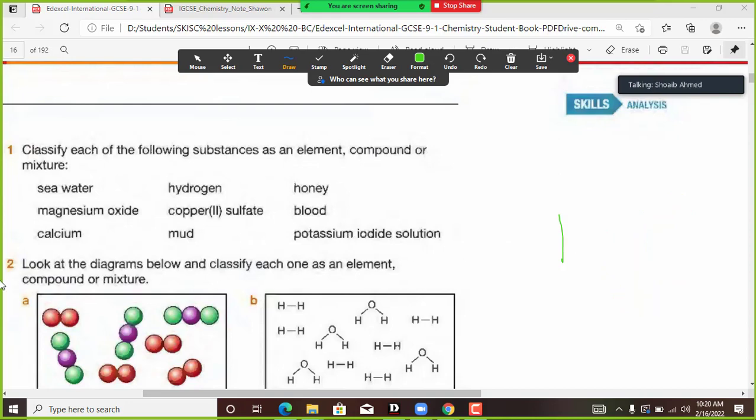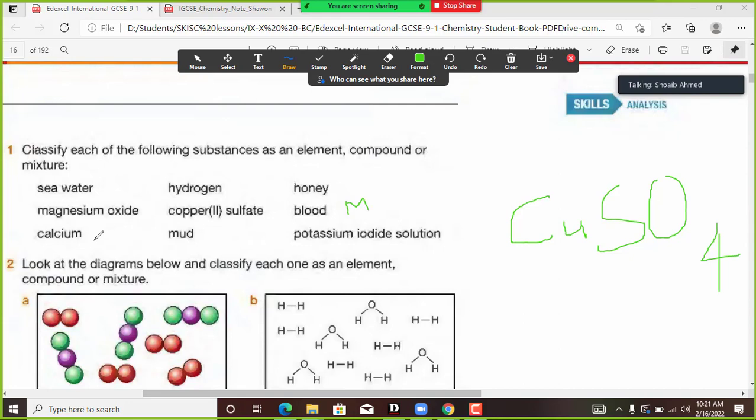Okay, next is copper sulfate. Is copper sulfate a mixture, element, or compound? It's a compound. Yes, compound. Here copper, sulfur, and oxygen atoms are joined together. More than one type of atom joined together. Next, blood. It's a mixture. Blood is a mixture.